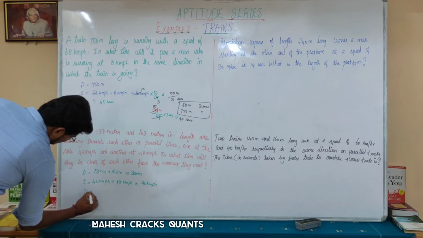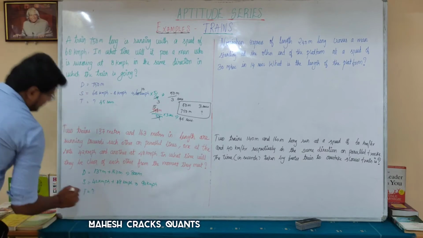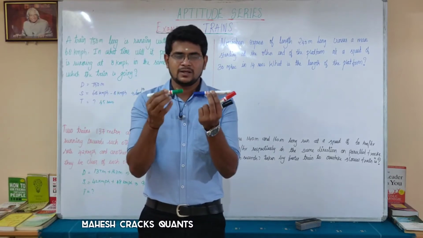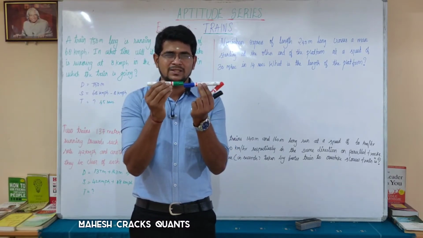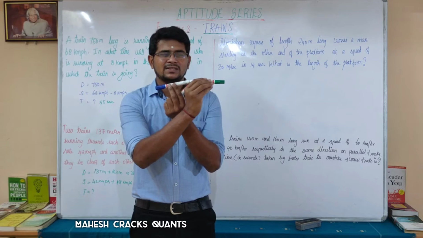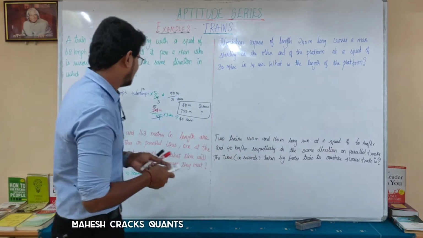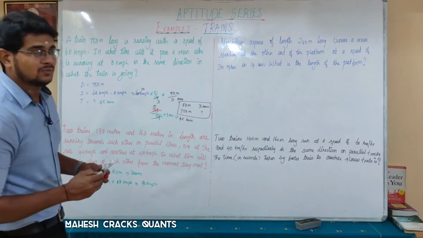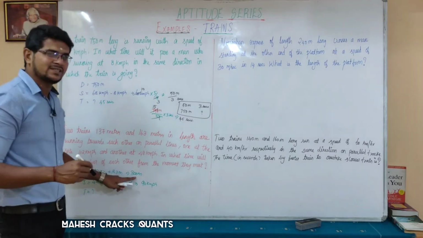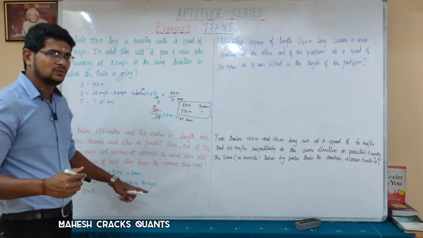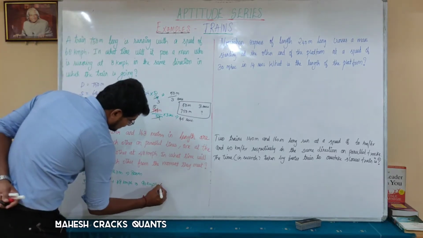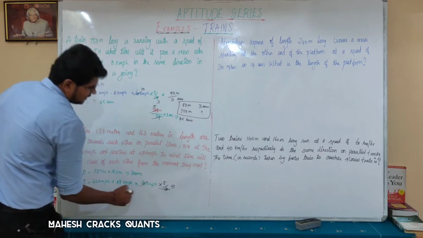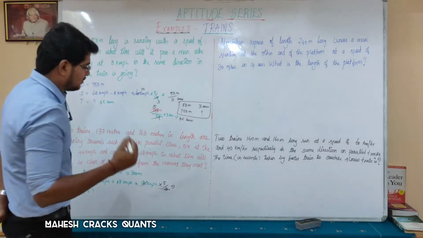The question is to find the time. What is the time taken to cross each other once they start, at the moment they meet? Crossing completely each other means both the lengths. So the time taken is what you have to find. First, distance is in meters, so you have to convert this into meter per second. So 90 into 5 by 18 will give you meter per second. How many times of 18 is 90? 5 times.